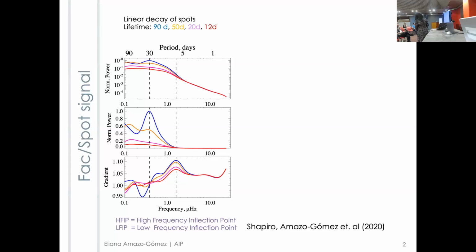Then, in here, I am presenting you 4 different realizations of light curves model with different time life of spots, where you can see that while the input in the simulations are 30 days rotation period, this is the power spectra of the light curve, you will find that for spots that decay faster than the rotation, you lose the signal.